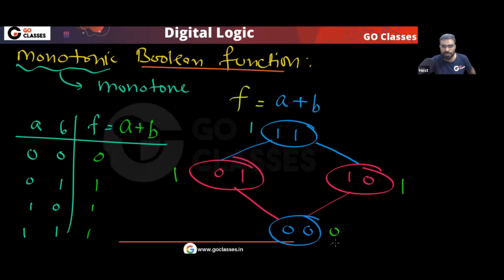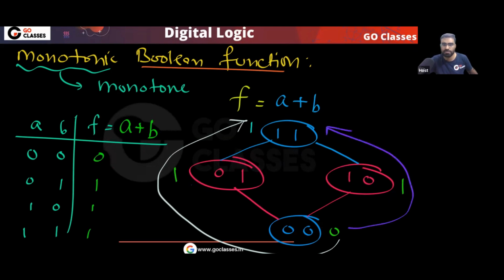Yes or no? Is this clear? So you can notice on this path the function value is not decreasing, and similarly on this path also the function value is not decreasing. Is this clear? So what is this function? This function is monotonic. Okay, is this clear?